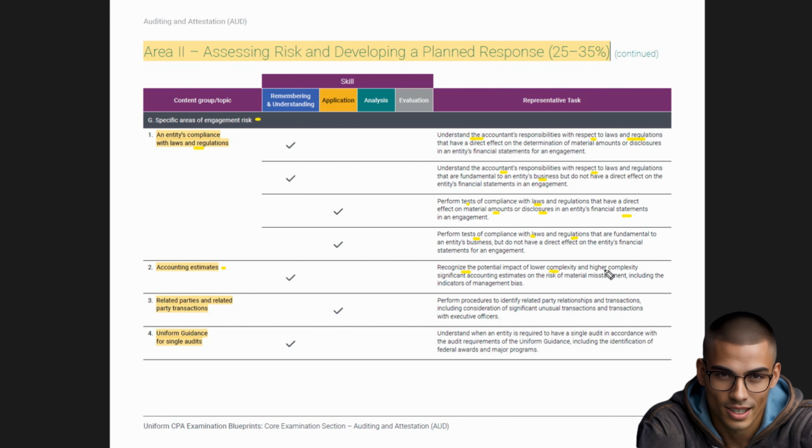Continuing on, we have accounting estimates, where you'll need to be able to recognize the potential impact of lower complexity and higher complexity significant accounting estimates on the risk of material misstatement. Next, we have related parties and related party transactions, where you'll need to perform procedures in order to identify related party transactions and relationships. And here we have uniform guidance for single audits, where you'll need to understand when an entity is required to have a single audit in accordance with the audit requirements of the uniform guidance.